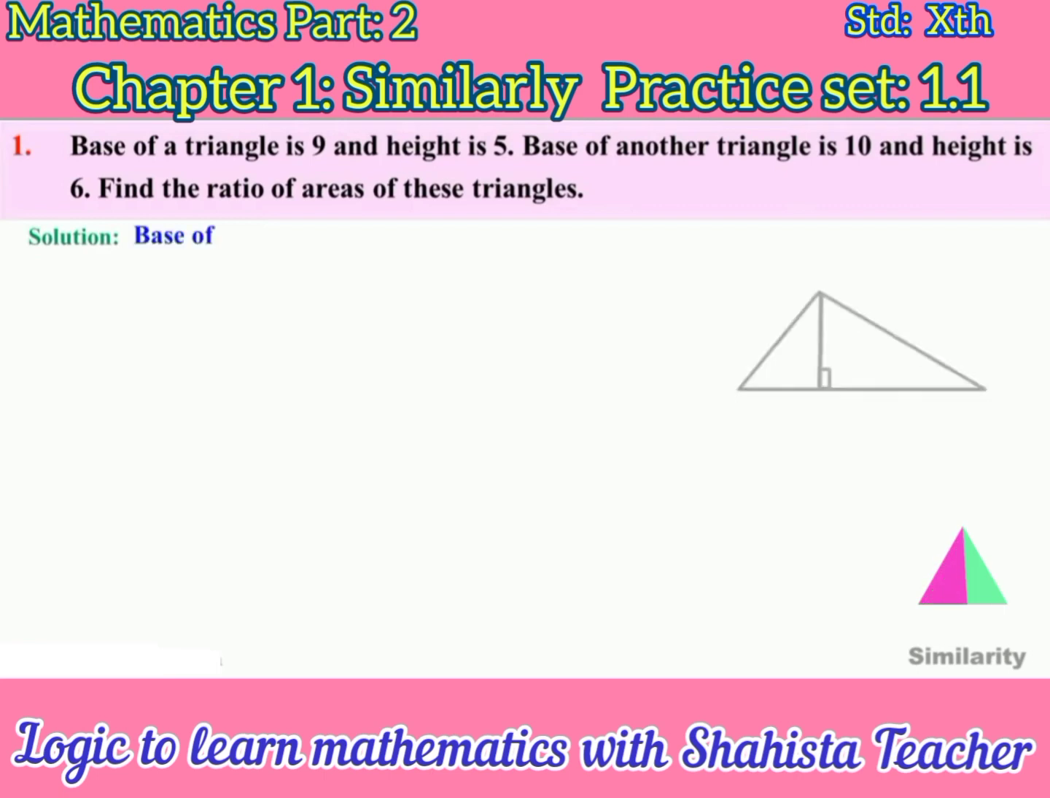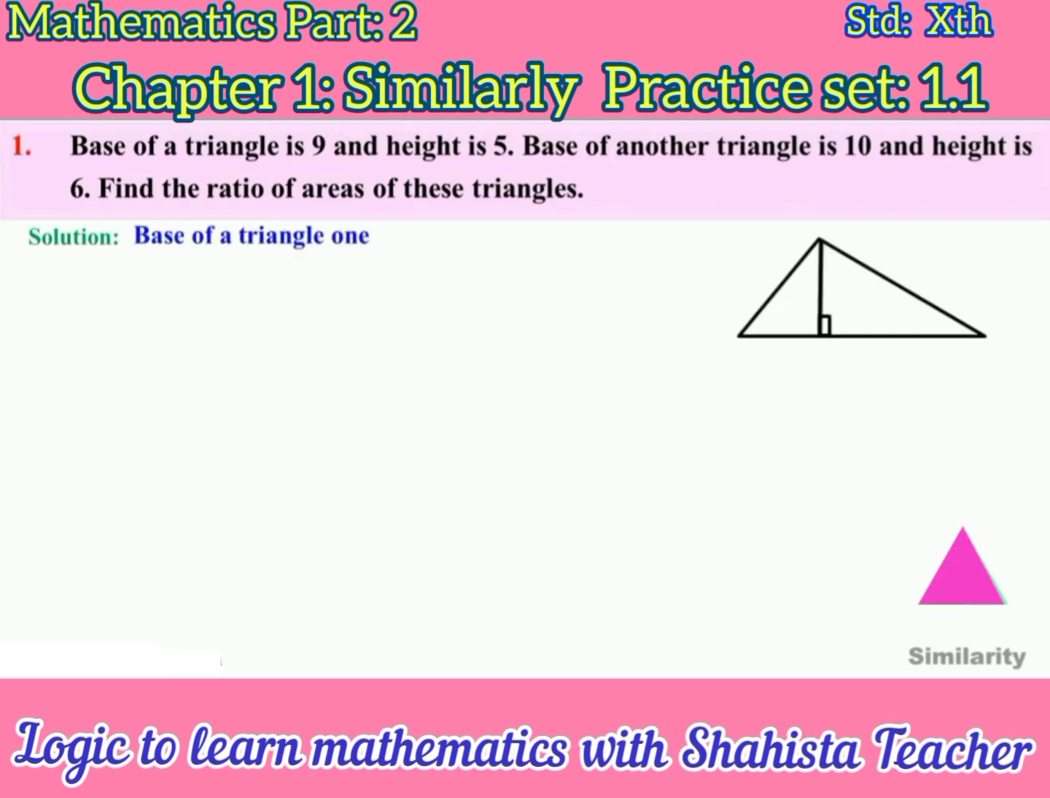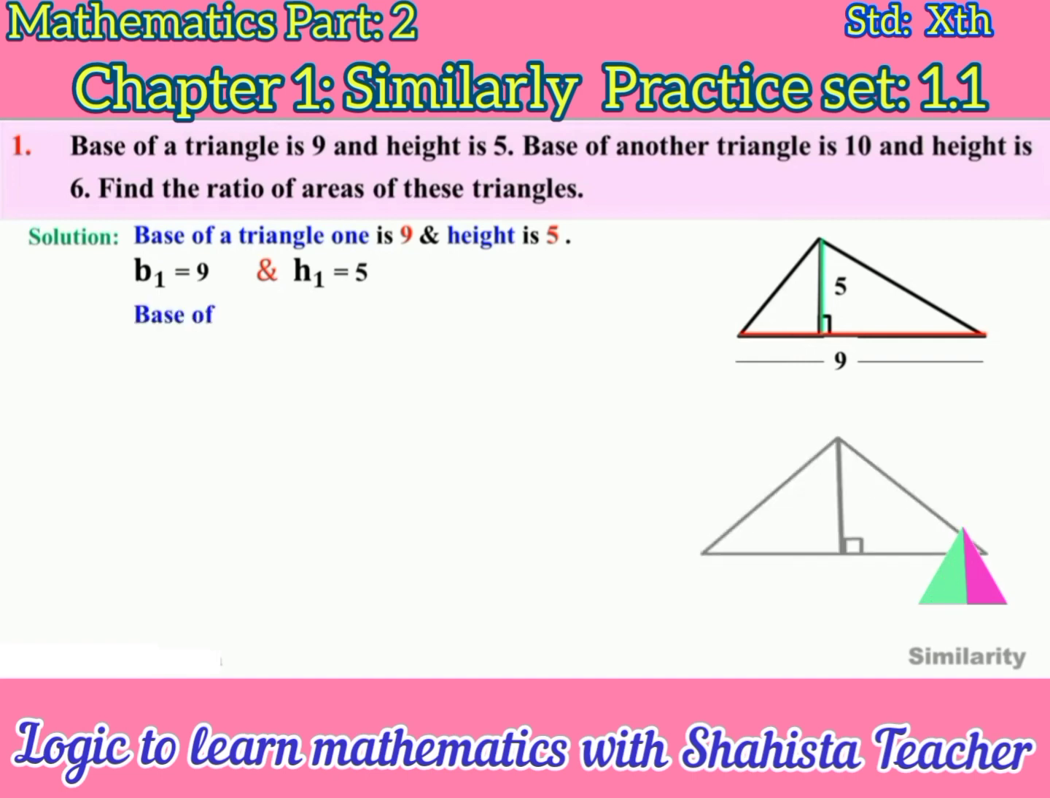Here, you can see this triangle: the base of triangle 1 is 9 and the height is 5. B1 is equal to 9. See this red line, it indicates 9, and H1 is equal to 5. See this green line? This green line indicates the height and the red line indicates the base.